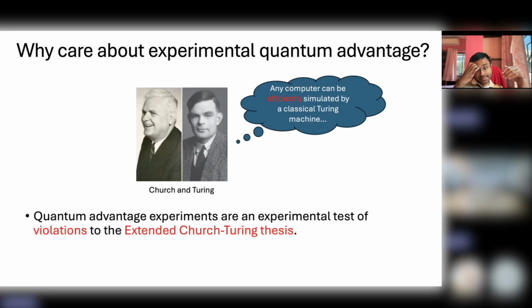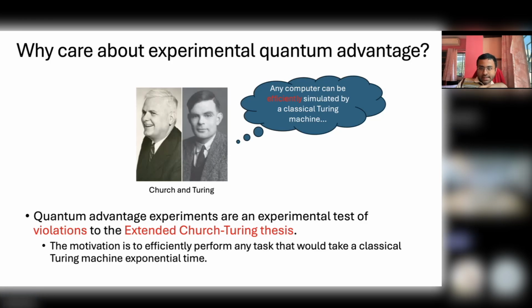One way to think about experimental quantum advantage is that these are experimental tests of violations of the extended Church-Turing thesis. And the motivation is to efficiently perform any task that would take a classical Turing machine exponential time. And a near-term demonstration of something like this is exactly what experimental quantum advantage is trying to get at.